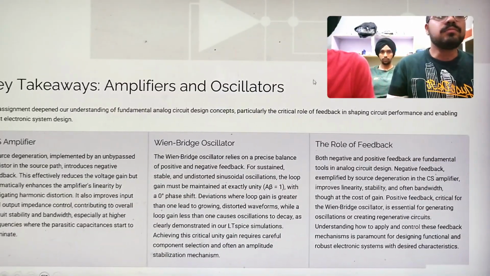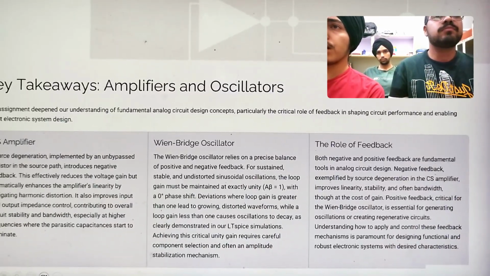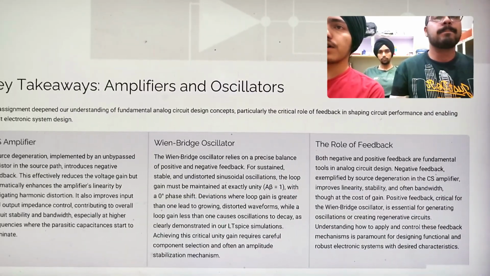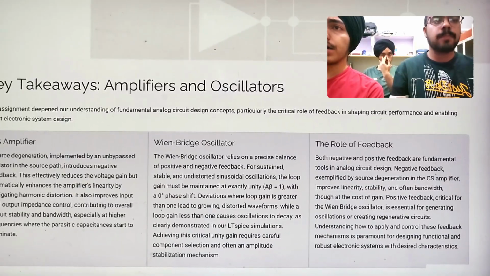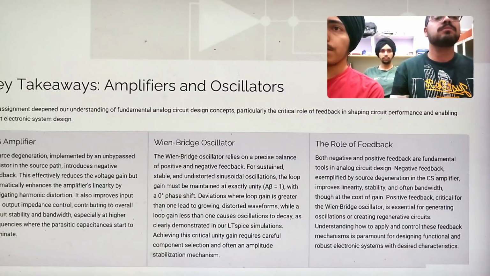In the CS amplifier, source degradation implemented by an unbypassed resistor in the source path introduces negative feedback. It effectively reduces the voltage gain, but dramatically enhances the amplifier linearity by mitigating harmonic distortion. It also improves input and output impedance control, contributing to overall circuit stability and bandwidth, especially at higher frequencies where the parasitic capacitors start to dominate.